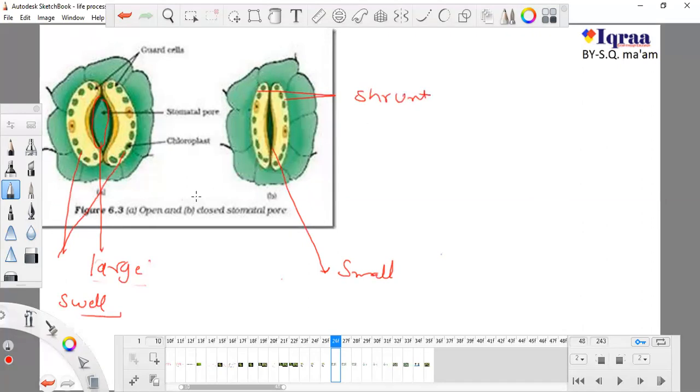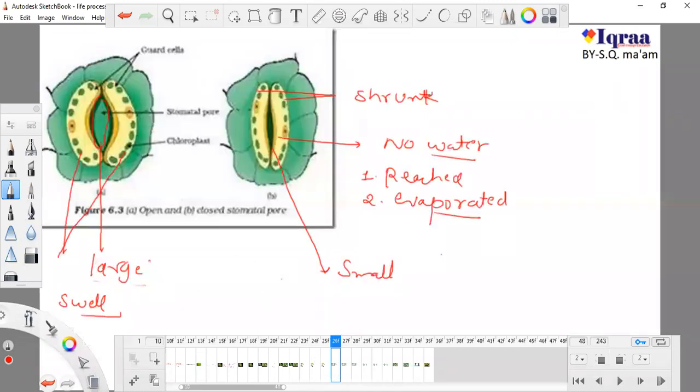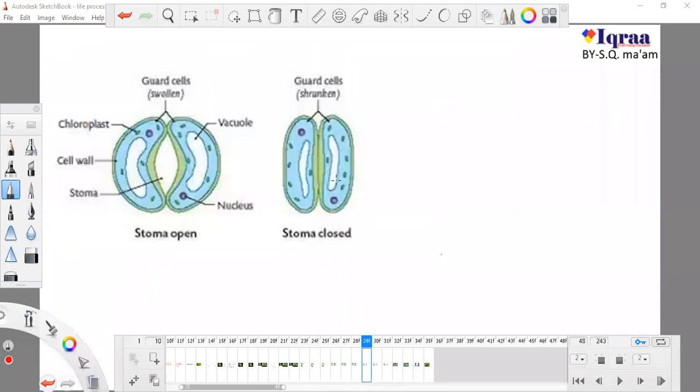So what is the meaning of this, that they are shrunk? That means they have no water. Either water has not reached them, or they have evaporated all of their water. This diagram is much clearer. This diagram is from our NCERT, that's why I told you, but this diagram is much easier. So these stomata are closed.